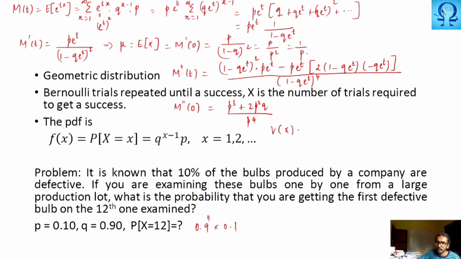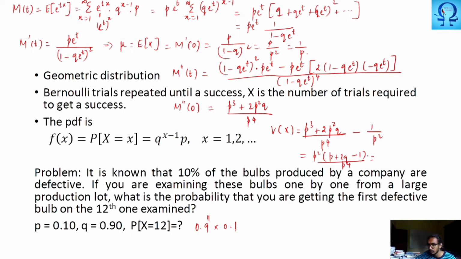Therefore, your variance of x is this quantity minus 1 upon p square. Okay. Upon simplification, what you get is p square (p plus 2q minus 1) divided by p to the power 4. So this one is okay. It may not be visible over here. If you just simplify it, p plus q is 1, so 1 minus 1 is 0, so you are left with q alone. So p square, and here things get cancelled, it is q upon p square. Your variance is q upon p square.